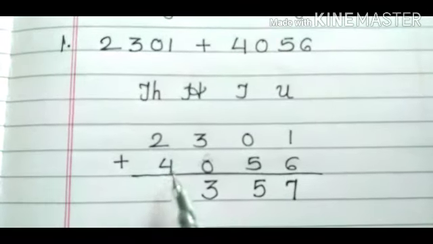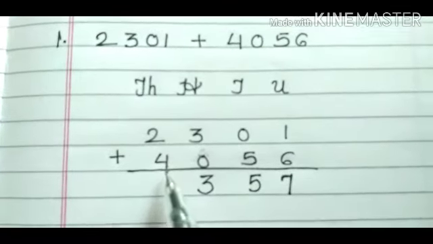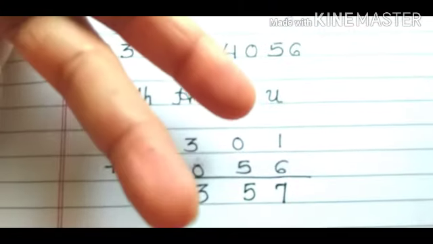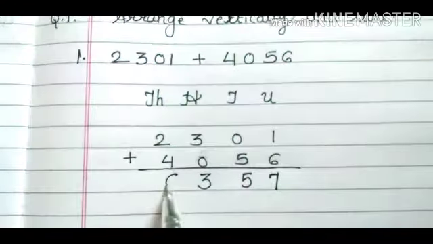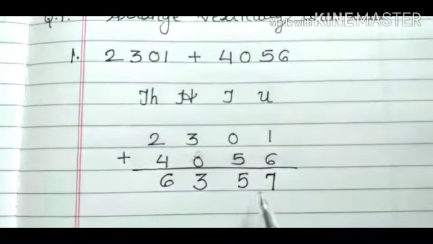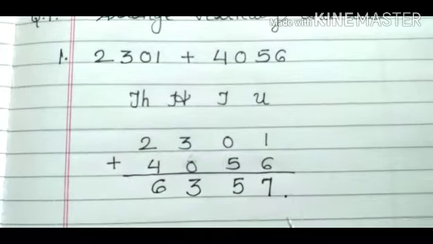So 2 plus 4 means take 4 in your mind, take 2 fingers and count next to 4, that is 5, 6. So the answer is 6357. So you have to do this.